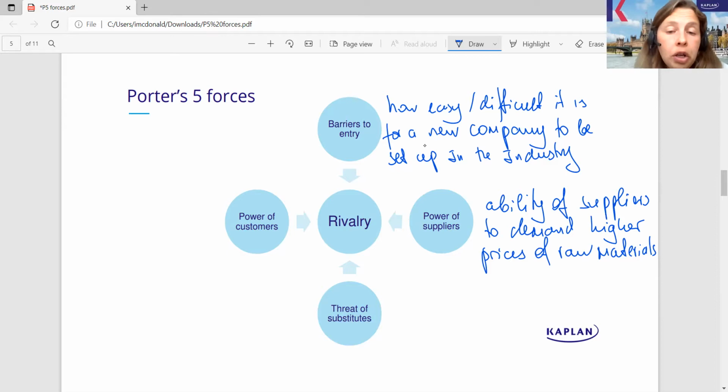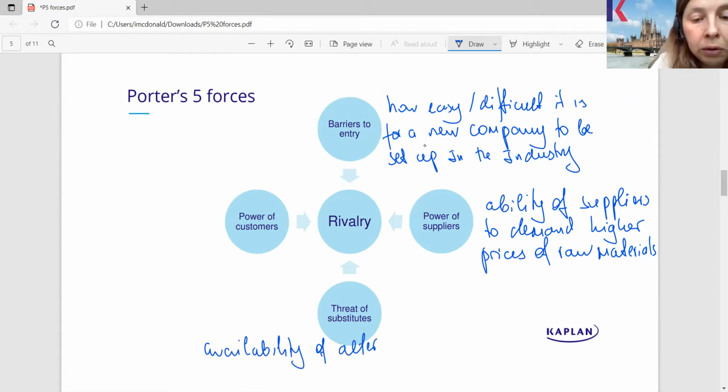So if there is only one supplier of that material that I need, it's going to be very difficult for me because that unique supplier is likely to want a high price that I'll pay. But if I'm able to shop around and find alternative suppliers, I'll have a bit more bargaining room with my suppliers. I might be able to negotiate a better deal. Threat of substitutes talks about availability of alternatives that meet customer needs.